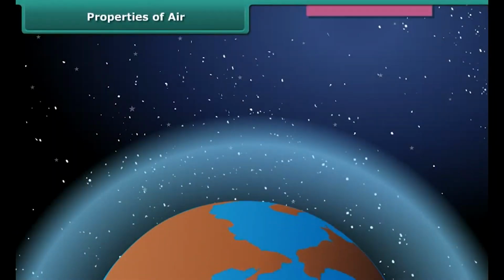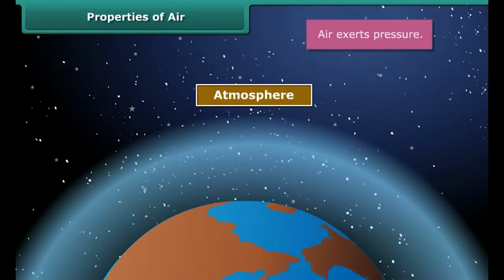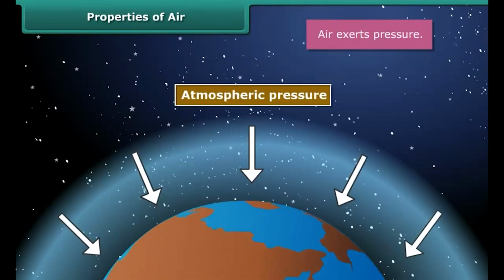Air surrounding the earth is called atmosphere. The pressure exerted by the atmosphere is known as the atmospheric pressure. Air becomes less dense at higher altitudes. Therefore, the atmospheric pressure decreases as altitude increases.